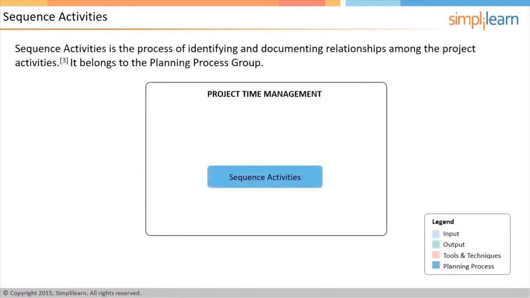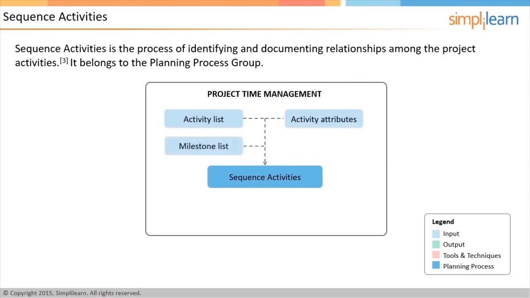Sequence activities is the process of identifying and documenting relationships among the project activities and is also part of the planning process group. Every activity and milestone, except the first and last one, is connected to at least one predecessor and one successor. The inputs to this process are activity list, activity attributes, and milestone list. All these are the outputs of the define activities process.